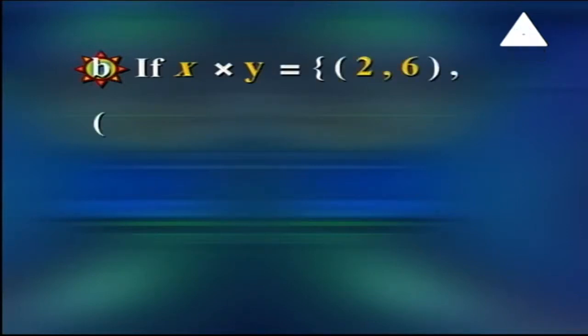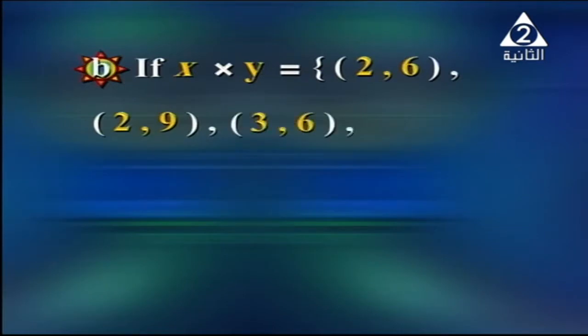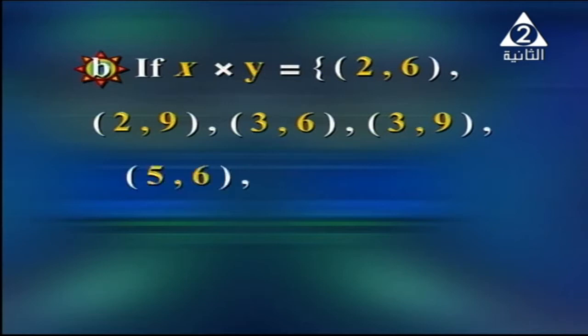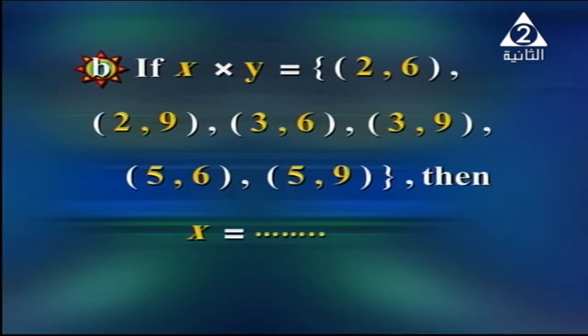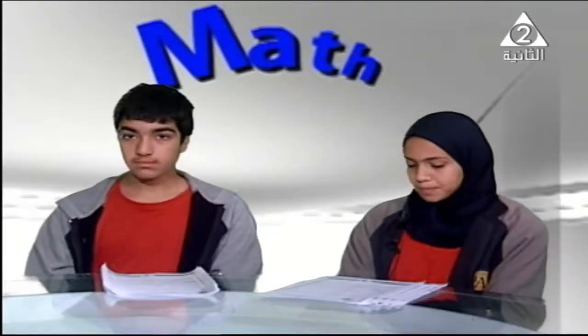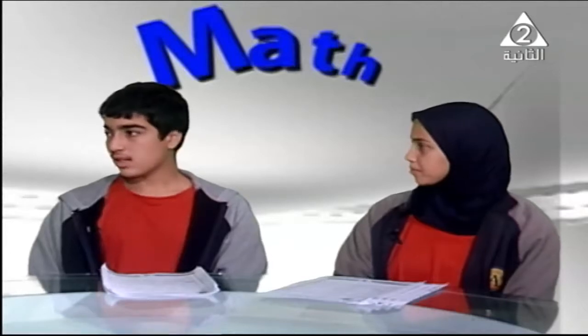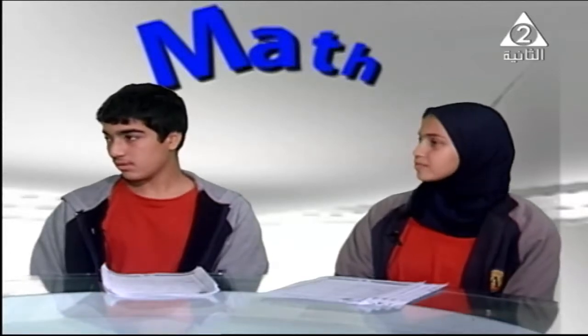B. If x product y equals the ordered pairs (2, 6), (2, 9), (3, 6), (3, 9), (5, 6), (5, 9), then x equals what? As we can see together, we want the values of x. What are the values of x according to these ordered pairs? Yusuf: x equals the set {2, 3, and 5}.